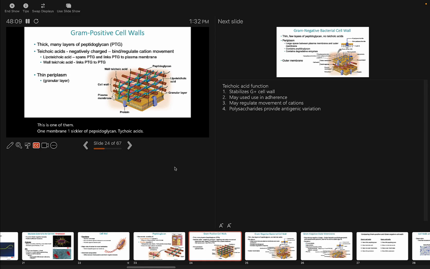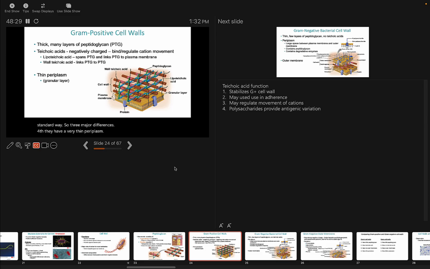Somebody will always put purple. Purple? Because you can do a gram stain with other stains. It doesn't have to be purple. They're not purple. They're only purple if you do a gram stain the standard way. So three major differences. Fourth, they have a very thin periplasm.